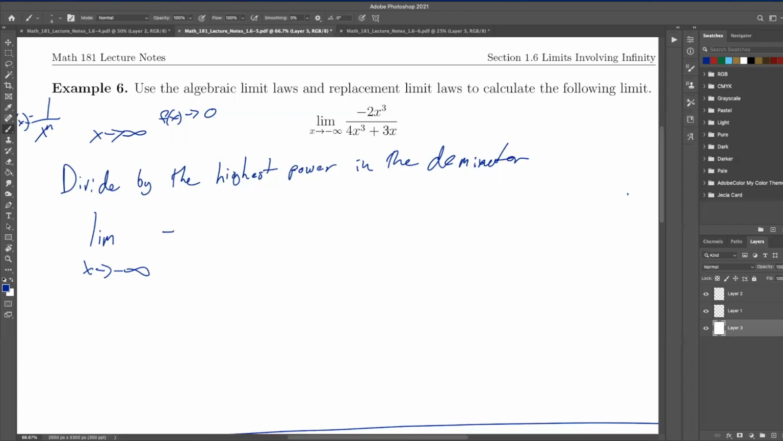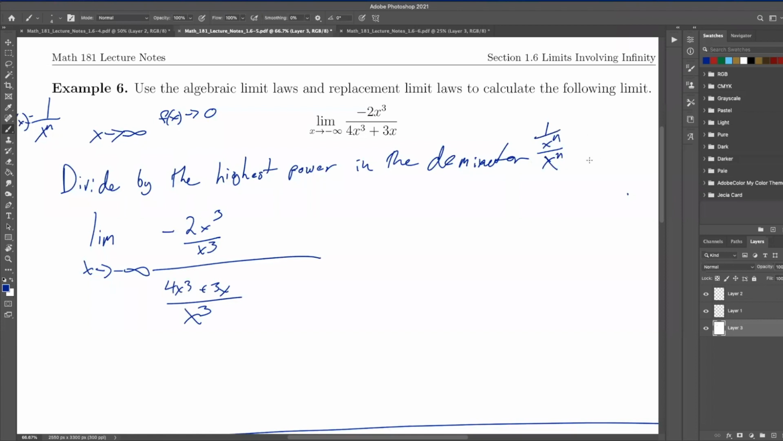Here the highest power is x cubed. So I'm going to have minus 2x cubed divided by x cubed, over 4x cubed plus 3x divided by x cubed. And so you're going to divide by that. What you're really doing is x to the n over x to the n. You're multiplying by a 1.